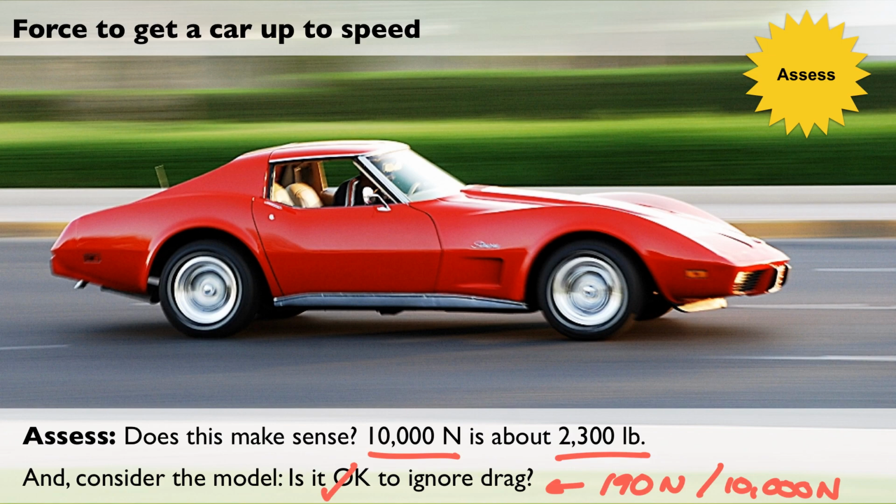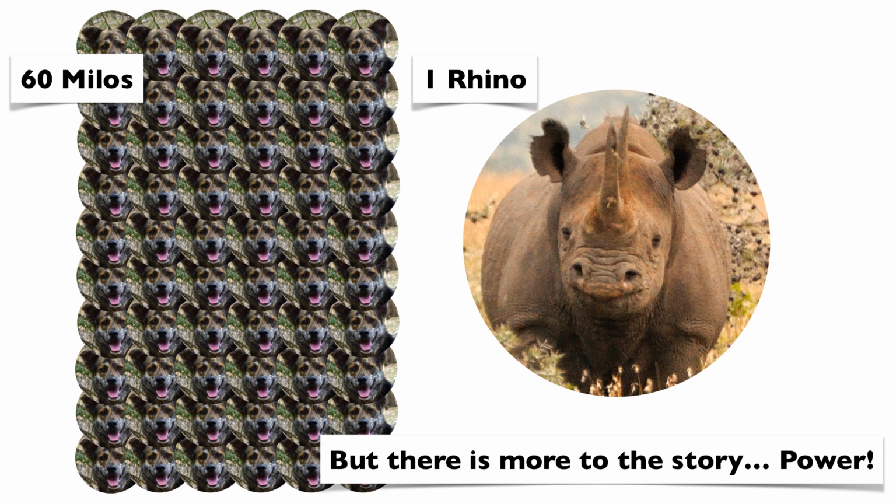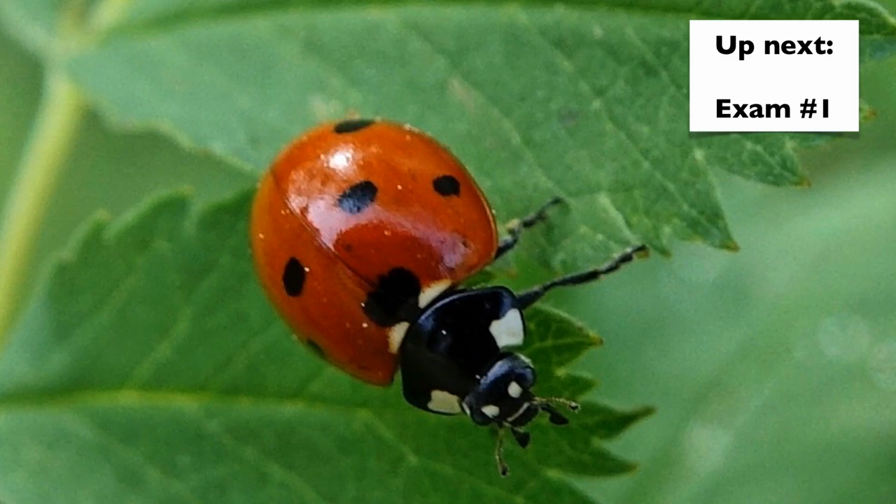And if I want that kind of force, I can either get 60 Milos, which would be awesome, a team of 60 Milos pulling my car down the road, or I could get 1 Rhino. But actually, even to do that, there's more to the story, because it's not just about force, it's about power. And that is something we will talk about when we get back to talking about energy. But before we get there, we have more to do about motion and forces.